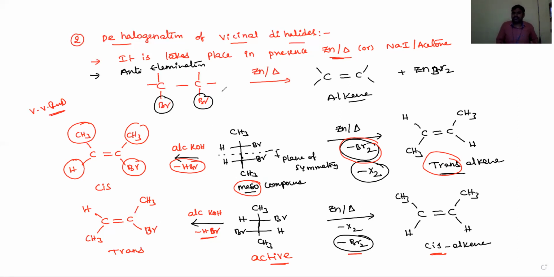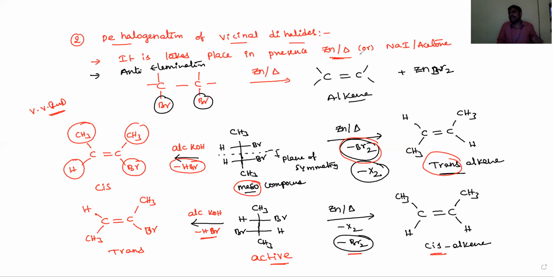This is about dehalogenation of vicinal dihalides in the presence of zinc metal or sodium iodide and acetone to form alkenes. In this reaction also, both the eliminating halogens must be in the opposite direction, meaning anti-elimination. The eliminating groups always must be in opposite directions. Anti-elimination takes place in an E2 mechanism. Okay, dear students, this is about the dehalogenation reaction.